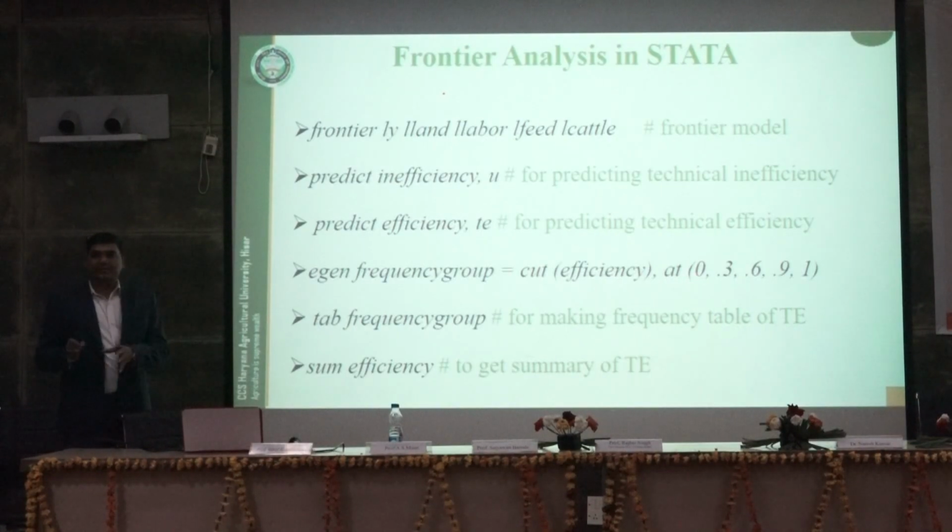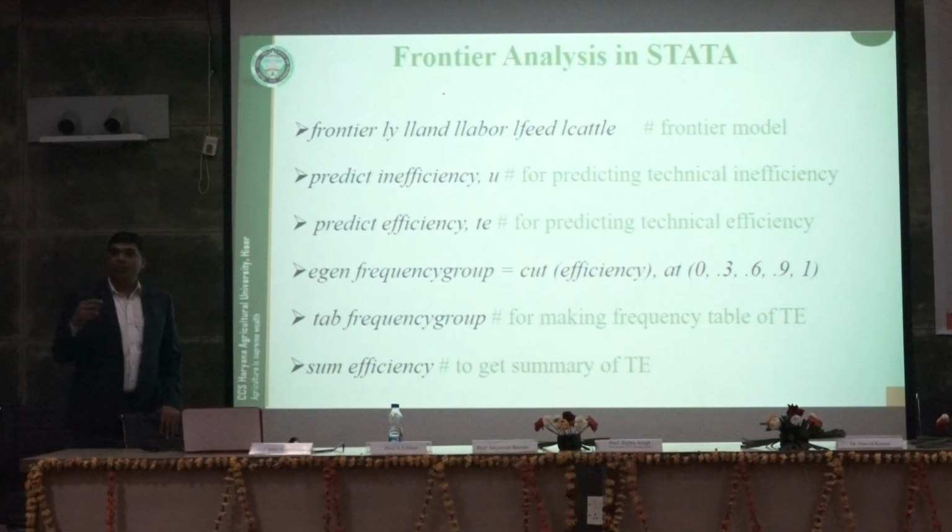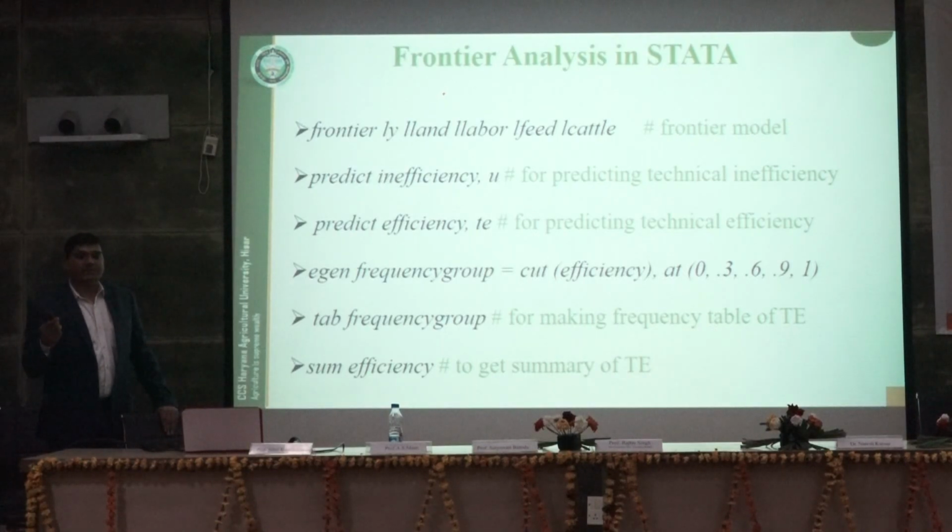How many farmers are there who have 0 efficiency? Then how many farmers are there having 0 to 0.3 efficiency, and how many farmers are there having 0.3 to 0.6, or you can say up to 60% efficiency, and this one is the 100% efficiency. Means how many farmers are there in your data who have 100% efficiency.